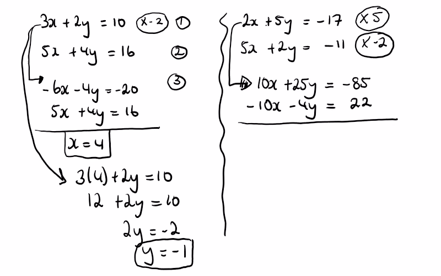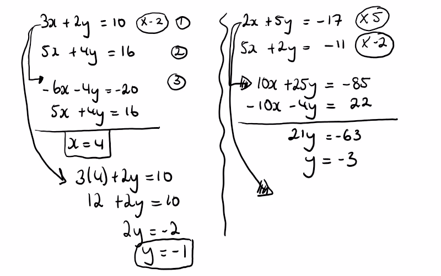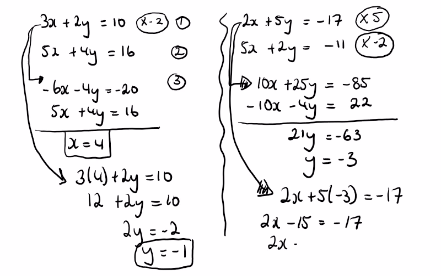So what are we going to get here? We're going to get 21y is equal to 63 minus 63, you're saying? So y is equal to 63 divided by 21 is 3, so minus 3. And if y is equal to minus 3, take this top equation to get x. You can take any of them, but I normally just go for the top one. 2x plus 5 times minus 3 is equal to minus 17. 2x minus 15 is equal to minus 17. So 2x equals minus 2. So x is equal to minus 1.